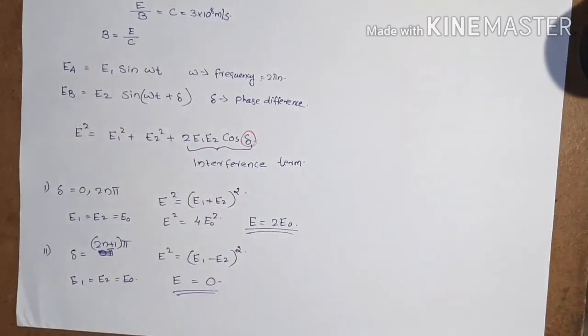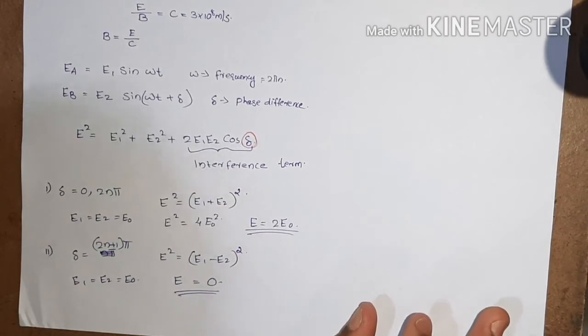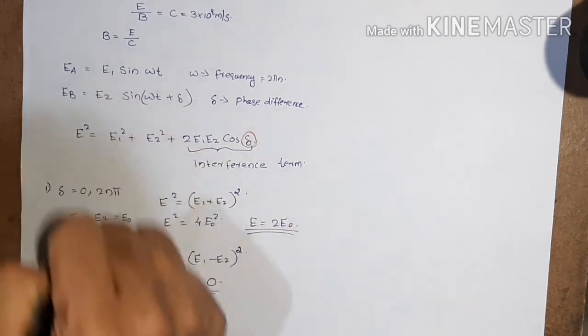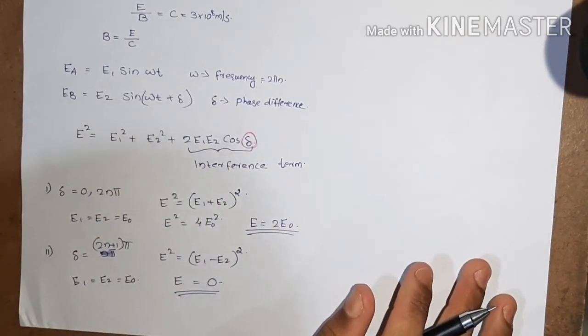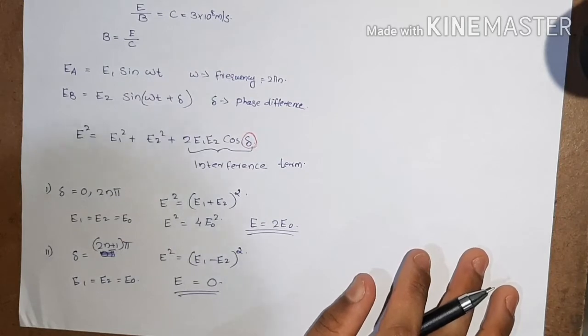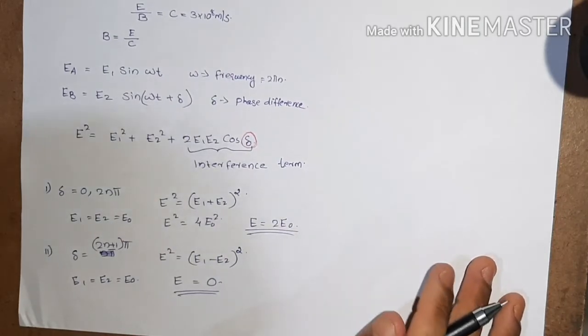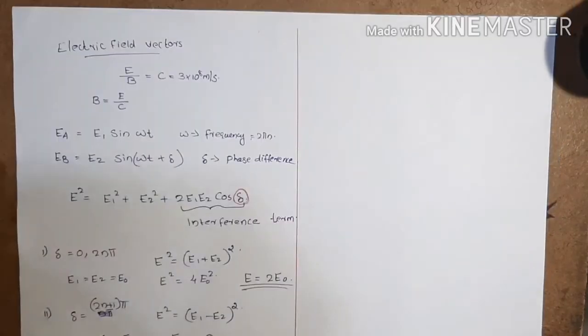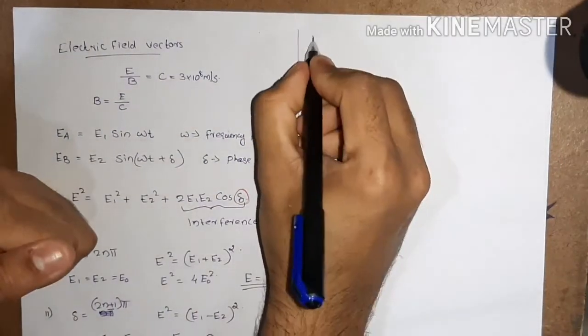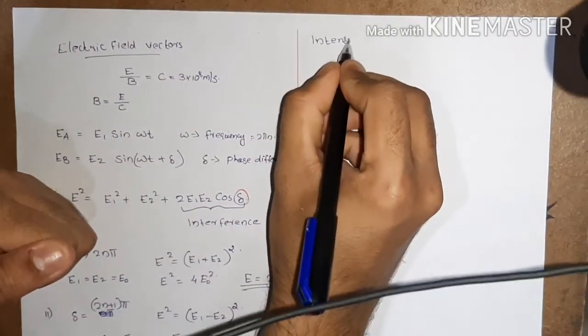We are all familiar with these theories. This is the analytical theory of the electric field vectors of the interference pattern, which is simply the theory of superposition itself. Now we can discuss the intensities of these waves.